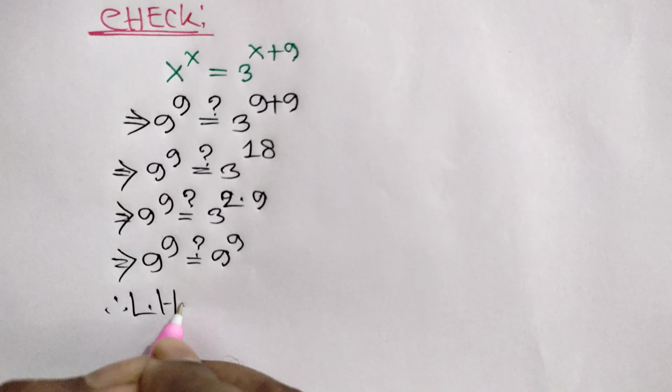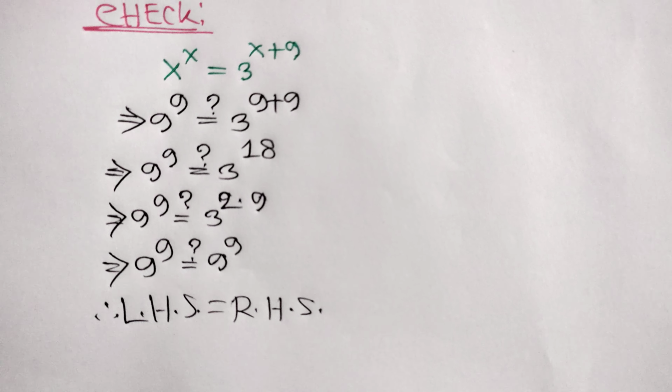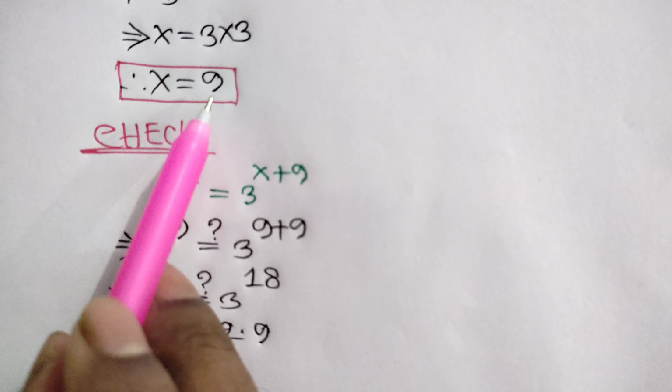so left hand side is equal to right hand side. Okay, so here x is equal to 9 is correct.